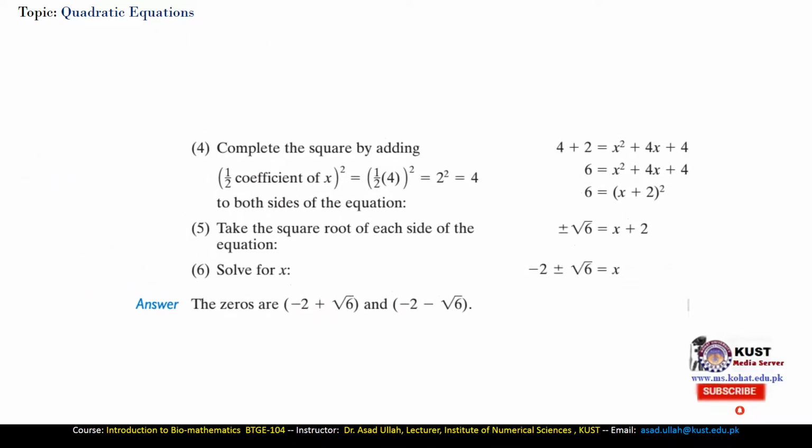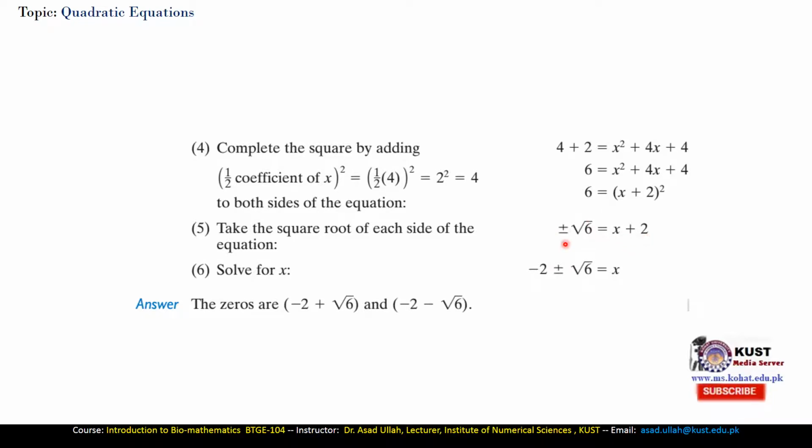Now in the next step, to complete the square, we add (1/2 times the coefficient of x) whole square, which is equal to 4 in this case. So adding 4 on both sides, we get 6 is equal to x square plus 4x plus 4. The right hand side is a complete square, so we get (x plus 2) whole square is equal to 6. Now taking square root on both sides, we get x plus 2 is equal to plus minus square root of 6.